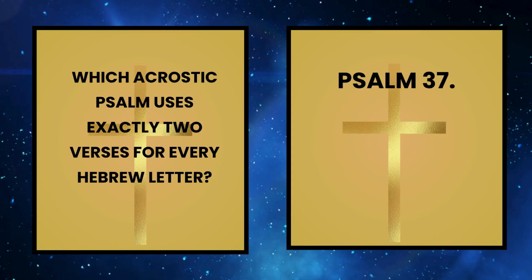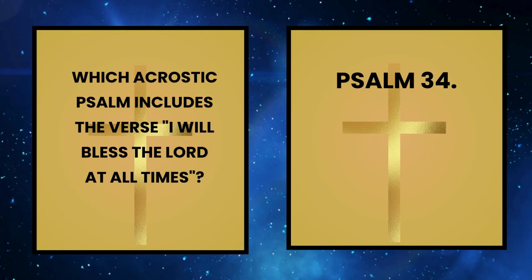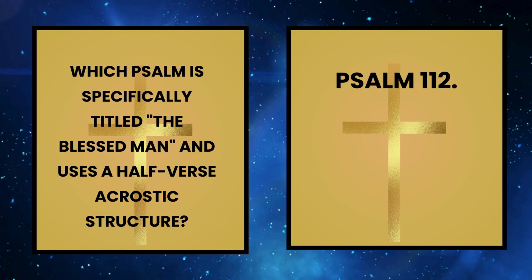Which acrostic psalm uses exactly 2 verses for every Hebrew letter? That is Psalm chapter 37. Which acrostic psalm includes the verse, "I will bless the Lord at all times"? That would be Psalm chapter 34. Which psalm is specifically titled The Blessed Man and uses a half-verse acrostic structure? Psalm chapter 112 fits this description.